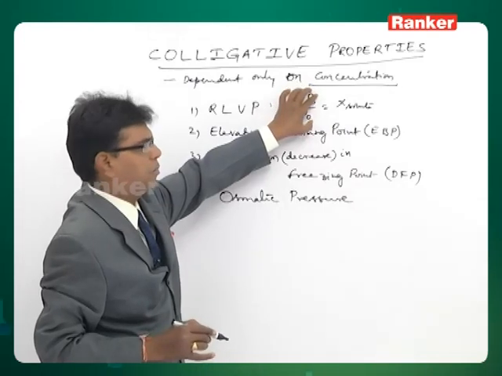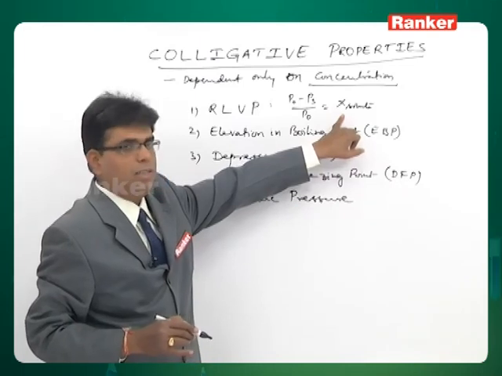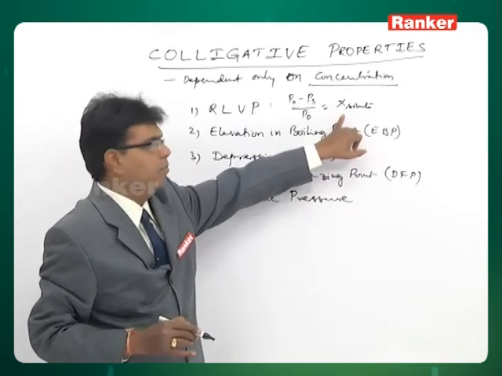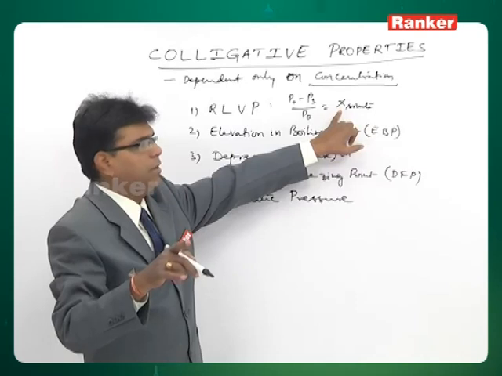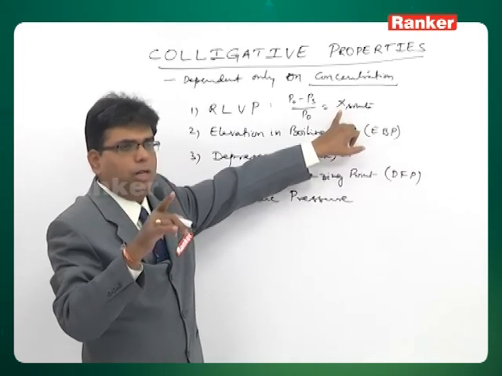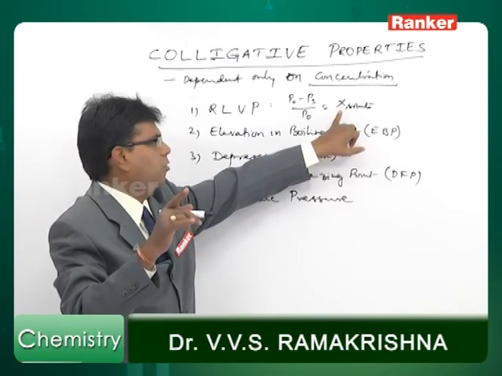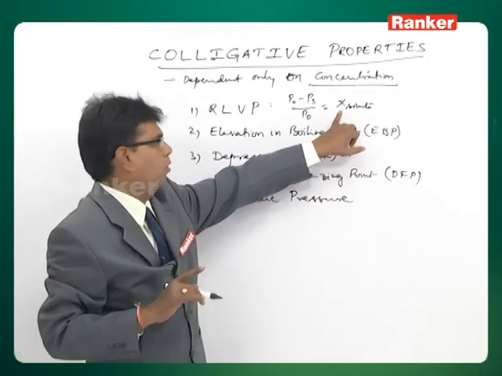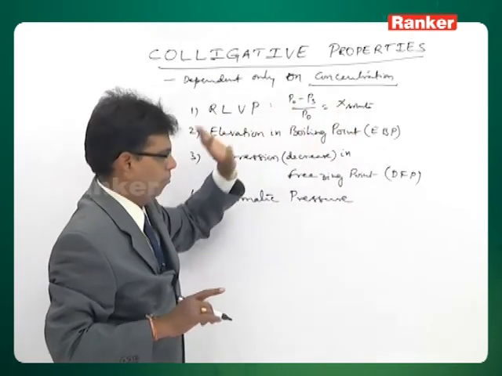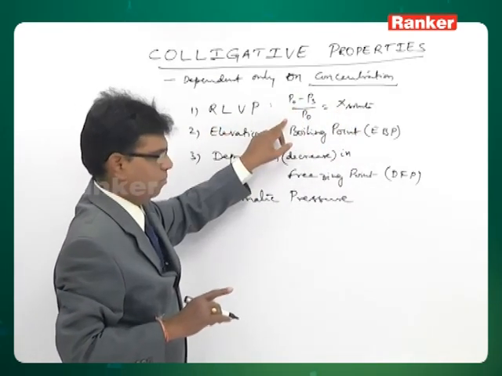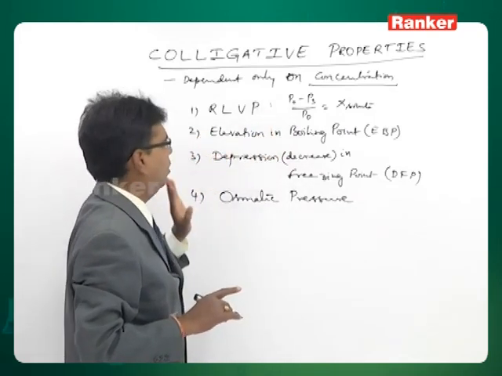So, this relative lowering of vapor pressure is dependent only on mole fraction of solute, but it is independent of what solute it is. So, it is a colligative property. Whether you take 0.01 molar urea or 0.01 molar sucrose or any 0.01 molar undissociated or unassociated solute, the relative lowering in vapor pressure of that solution will be the same. This we have already discussed. Now, I will discuss in detail elevation in boiling point, depression in freezing point, and osmotic pressure.